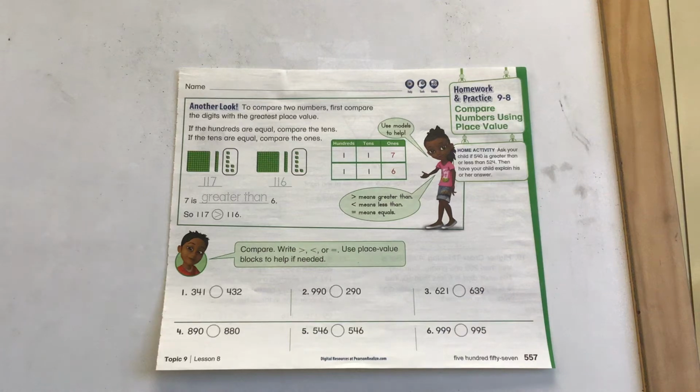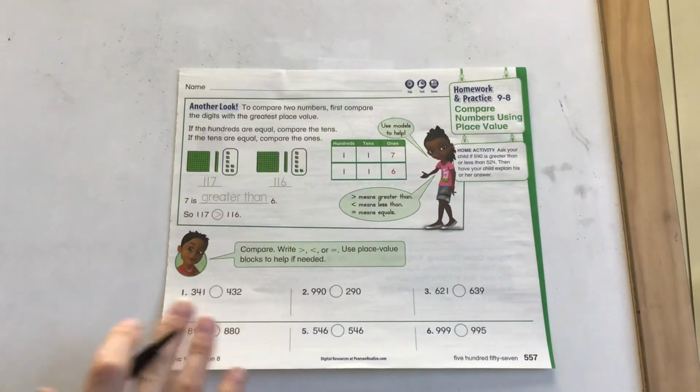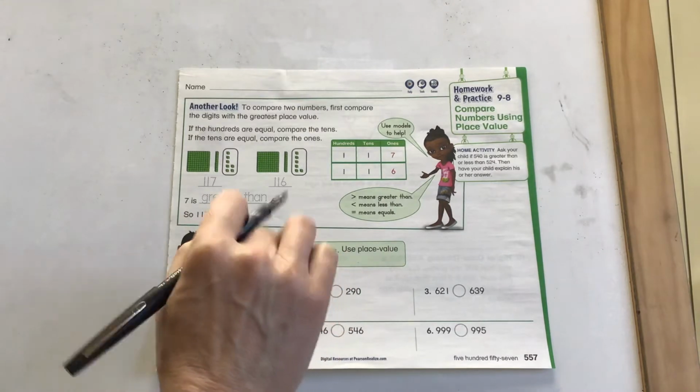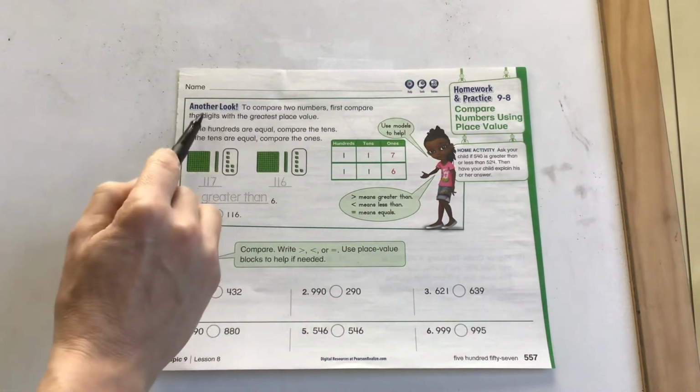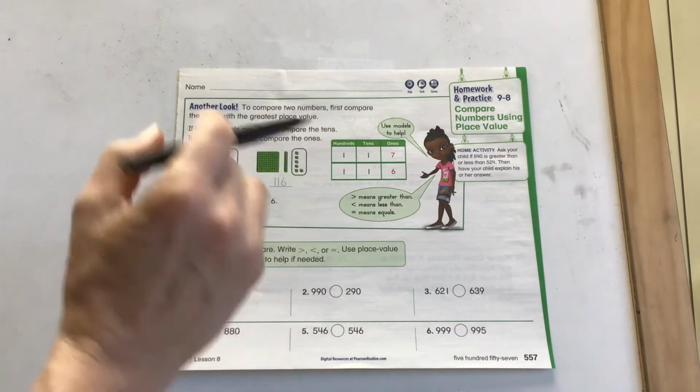All right, this is homework practice 9-8. We're comparing numbers using place value. So we're going to go ahead and take a look at the place value charts, go through the sample, and then greater than, less than, and equal to signs. To compare two numbers, first compare the digits with the greatest place value.